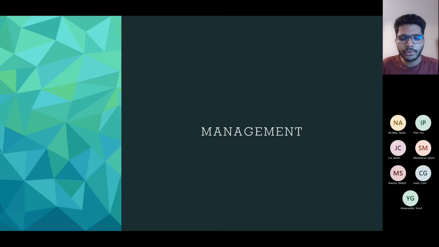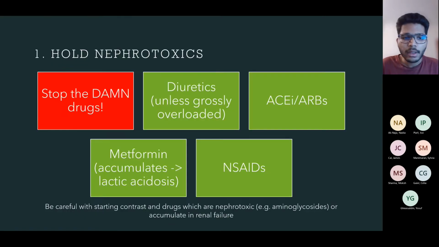So finally, before I hand over to Sylvia, you figured out that somebody has an AKI, you figured out what the cause of the AKI is, but how do you manage them? As I said, AKIs do have a really high mortality, so it's important to know the management well. So the first thing you want to do is hold nephrotoxic drugs.